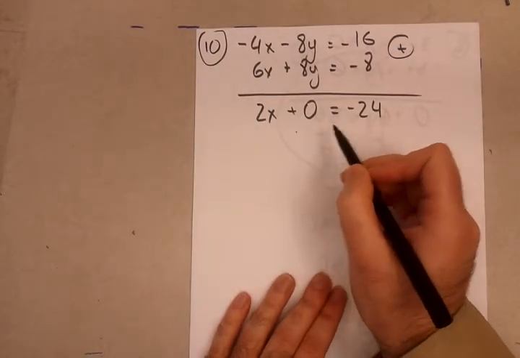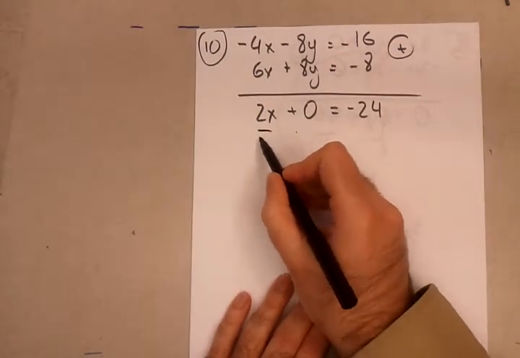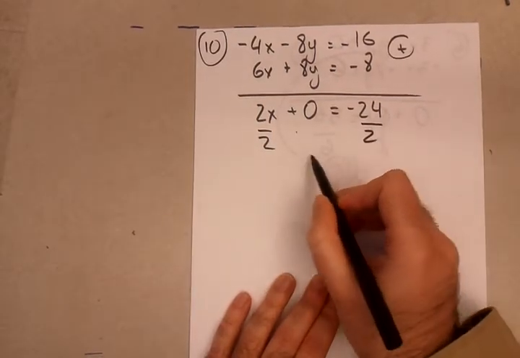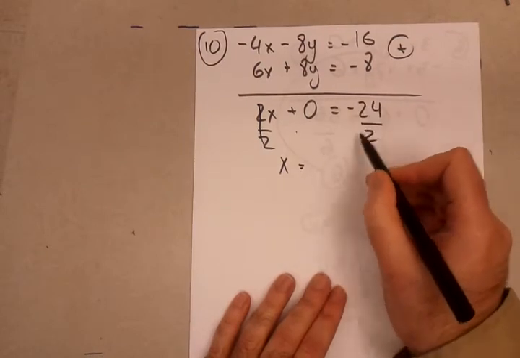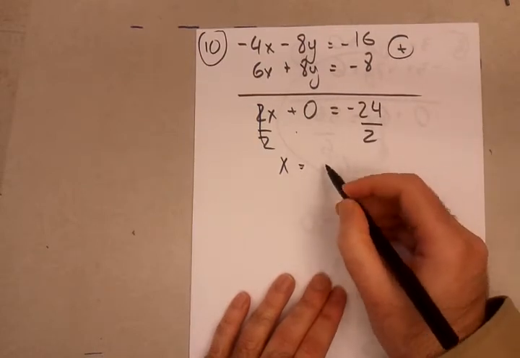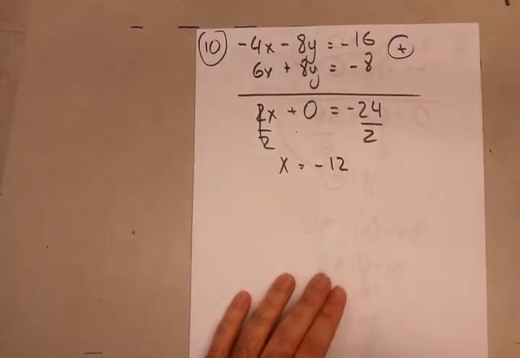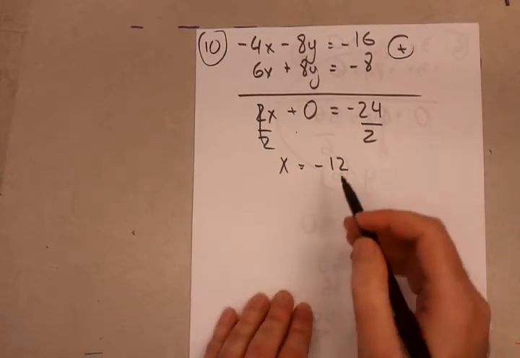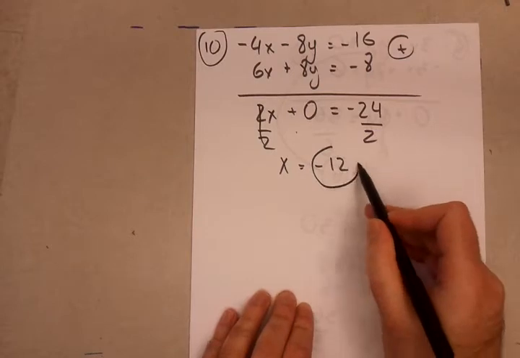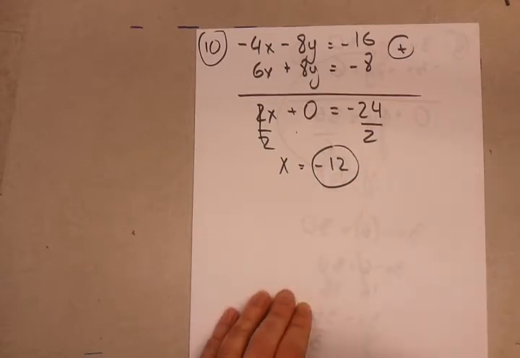So 2x equals negative 24. You're going to divide both sides by 2. And that simplifies to 1. x equals negative 24 divided by 2, which is negative 12. So that's x. Now we need to find y. And we do that by taking this value of x and substituting it into either the top equation or the bottom equation. Again, it's not going to make much of a difference.